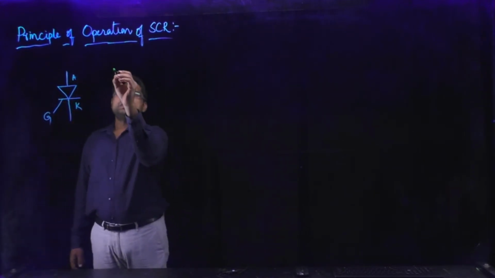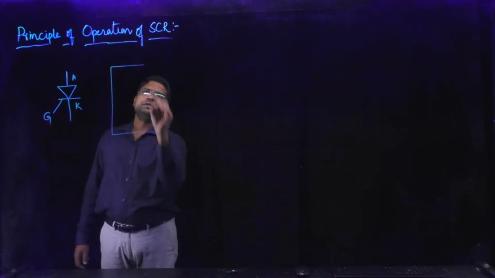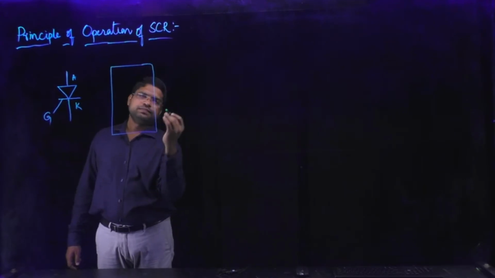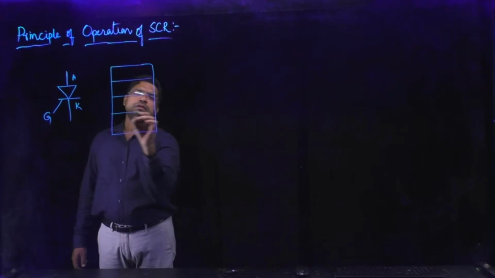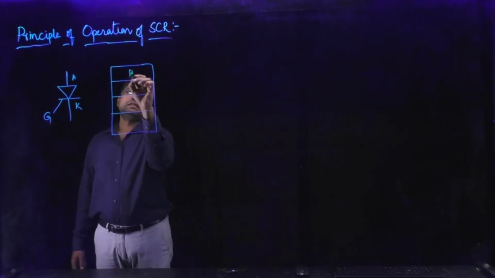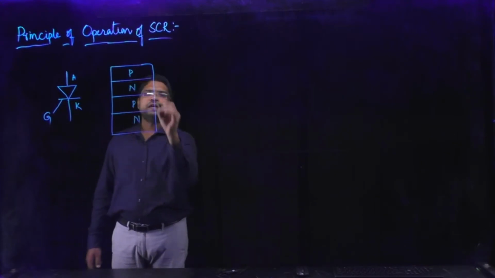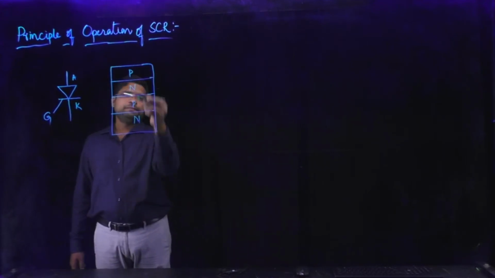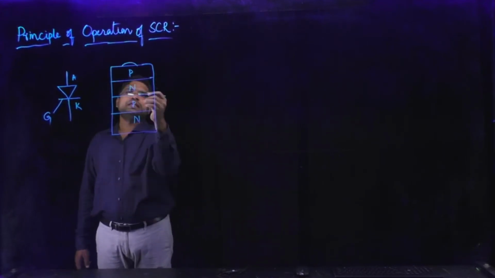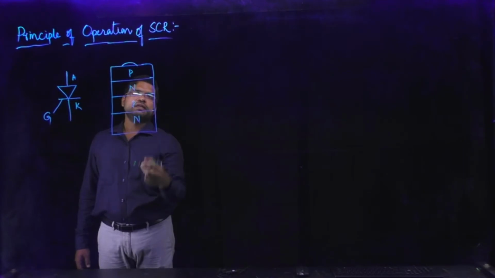The internal structure of SCR has 4 layers and 3 junctions. This is P, N, P, N. So the layers of an SCR in its structure are formed like this: PN, PN. Here we see 2 similar types of layers, 2 P layers and 2 N layers.